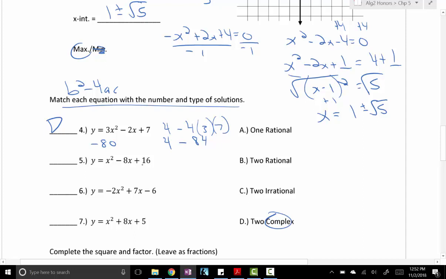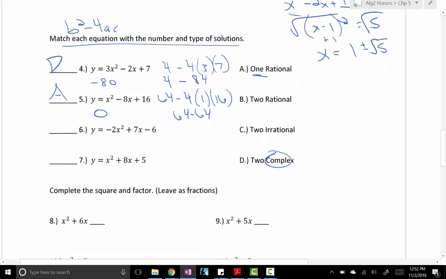When I look at this one, I see this is going to be factorable. But I'll stick to what we're supposed to do: b squared, 64 minus 4 times a times c, so 64 minus 64. So my answer is 0, which means I'll get one solution.